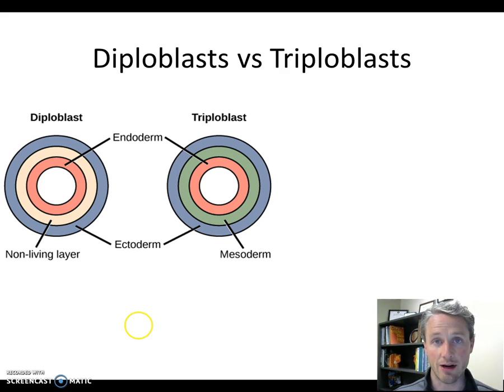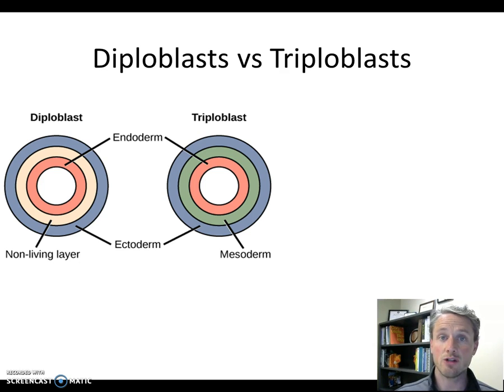So here's another diagram that represents the difference. If we draw the gastrula, and in this case we've removed the hole, the blastopore. Here we're just drawing the tissue layers. Again, here on the left we've got an endoderm layer, the layer of cells that are on the inside, and an ectoderm layer, the layer of cells on the outside. Some organisms only develop those two layers of tissue.